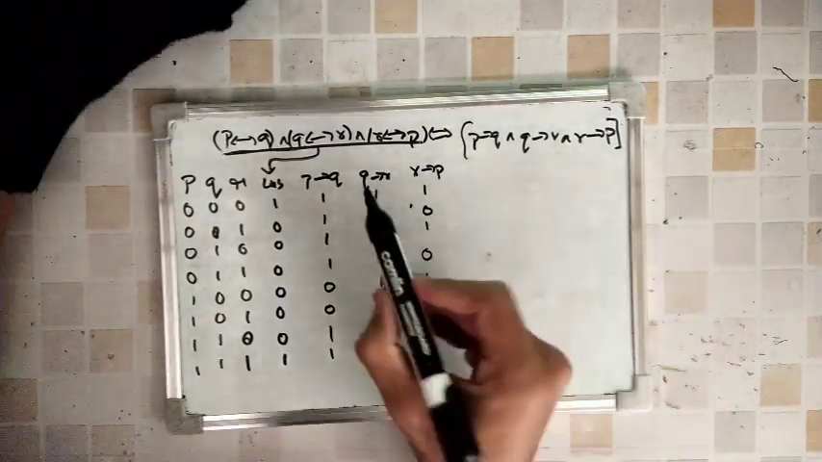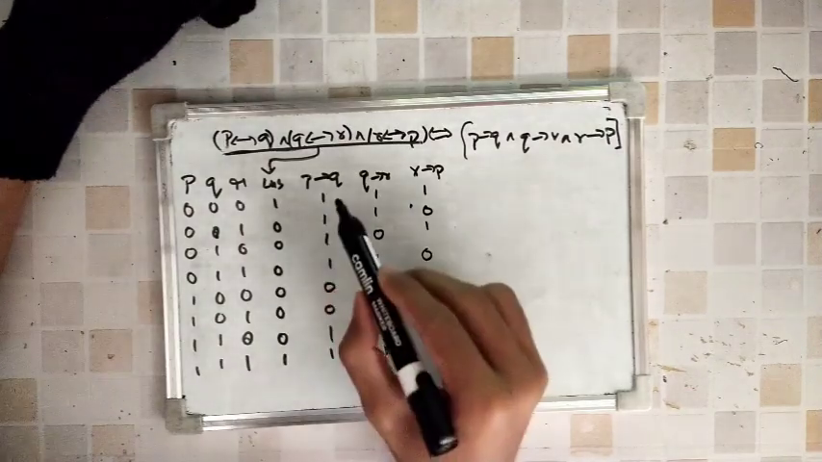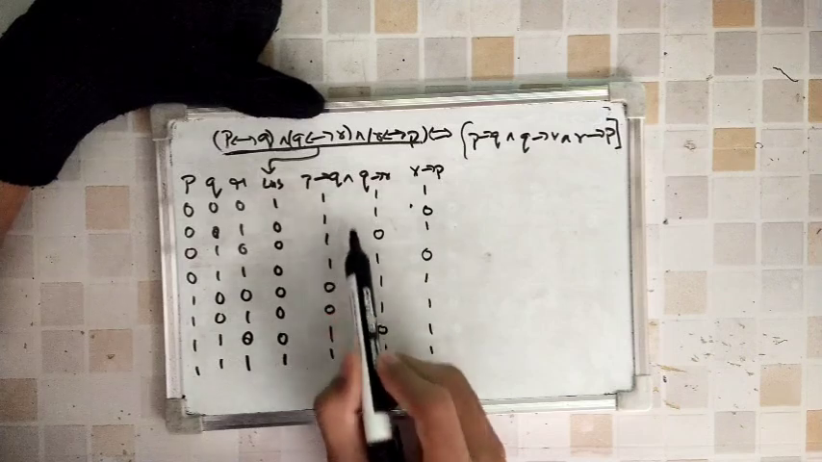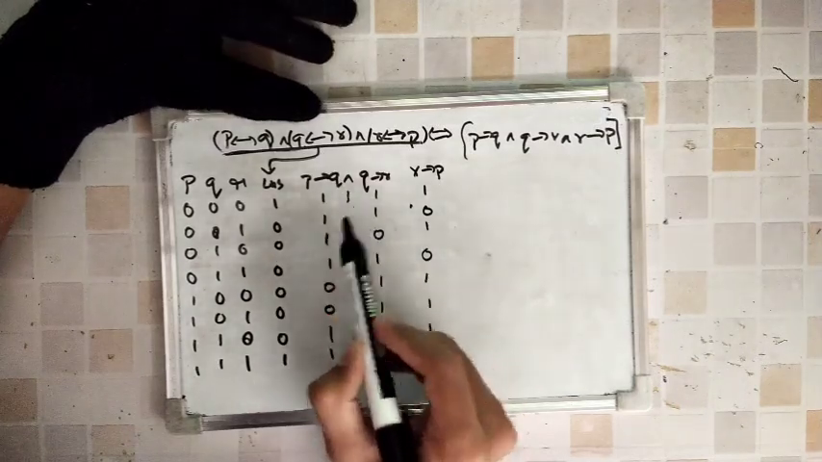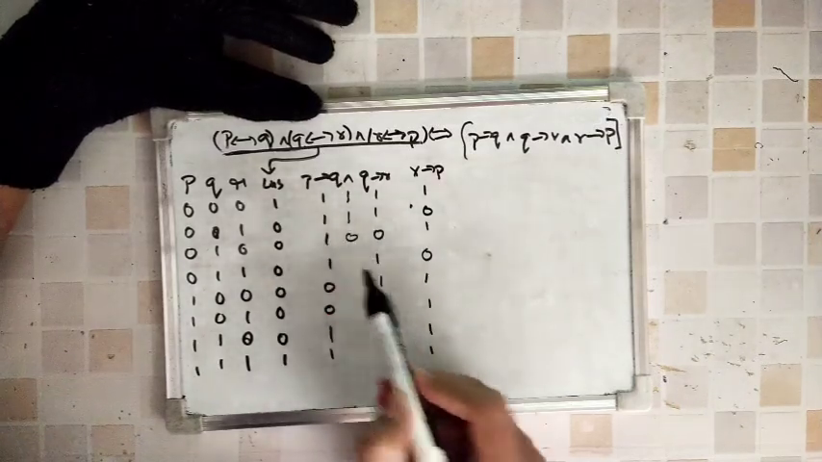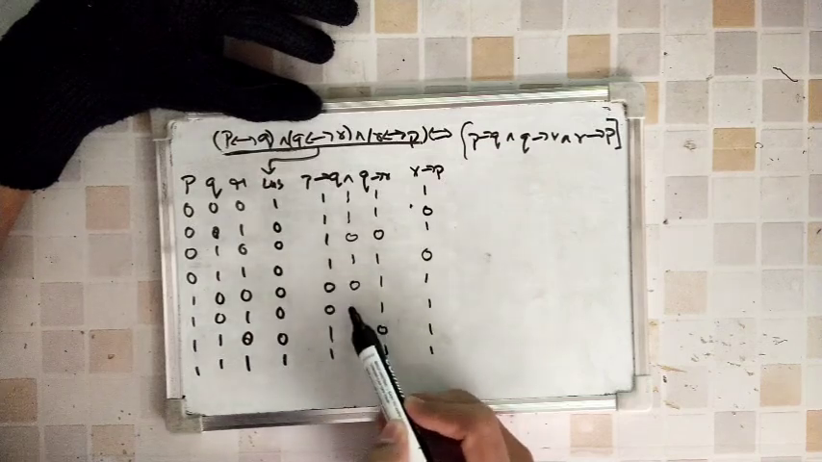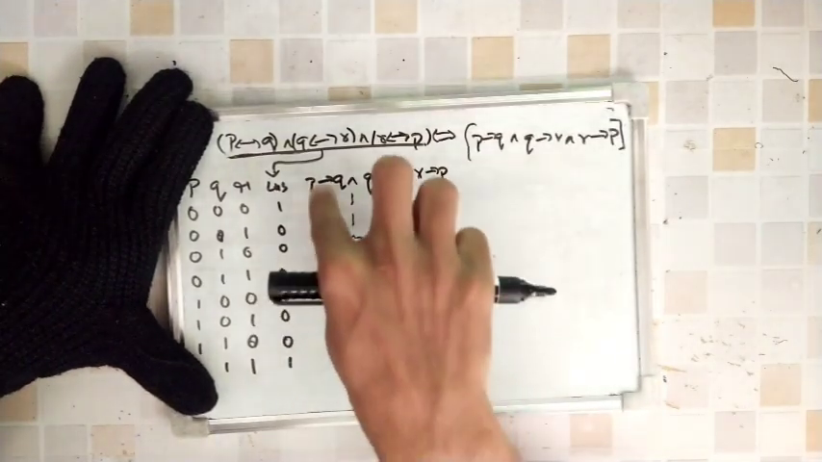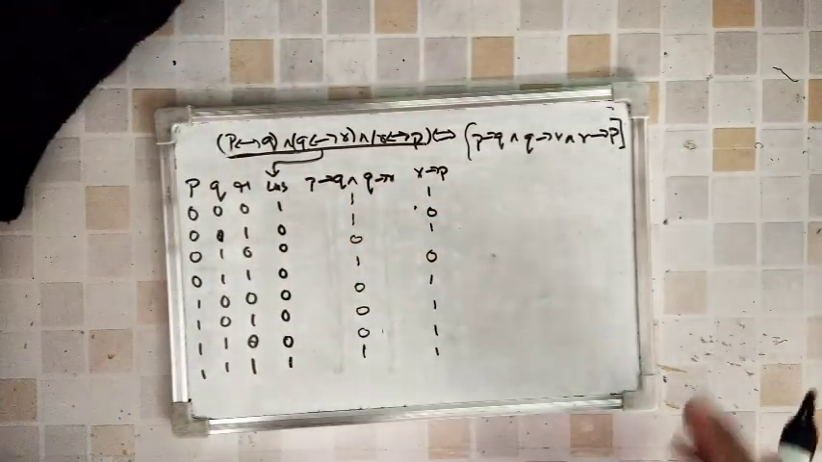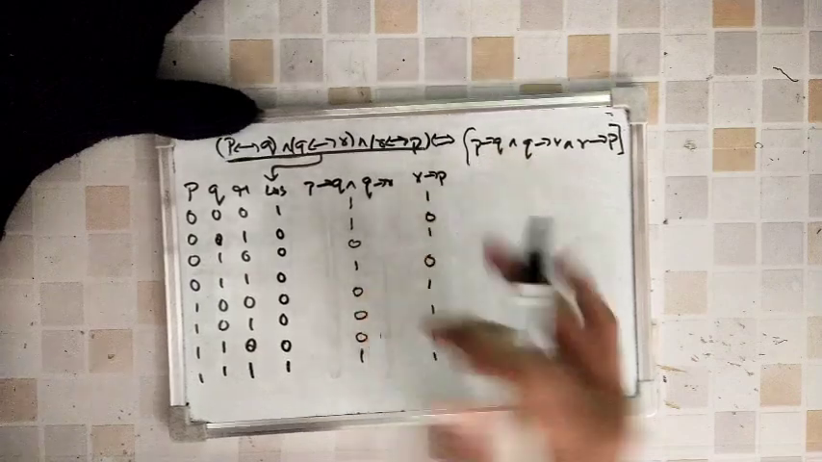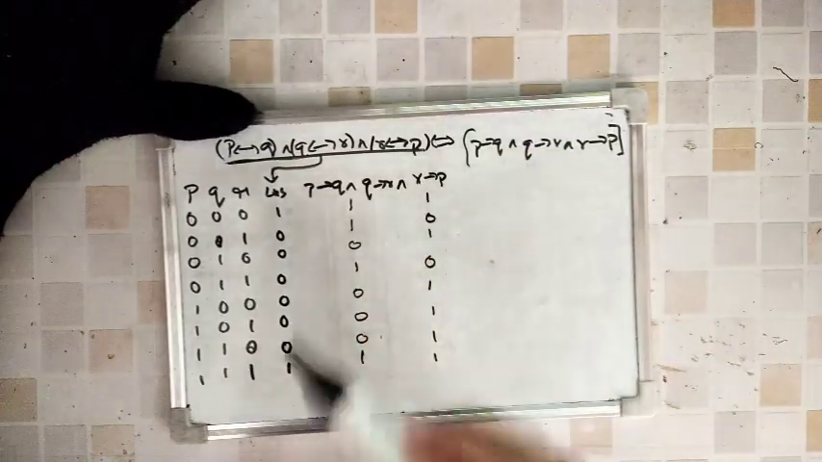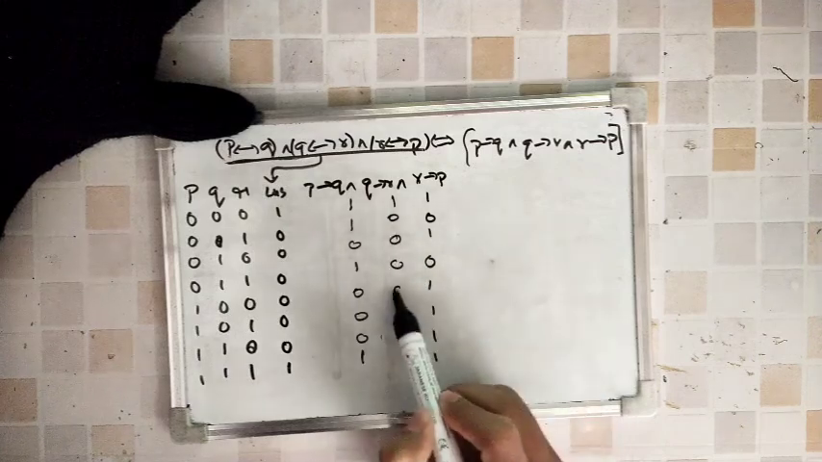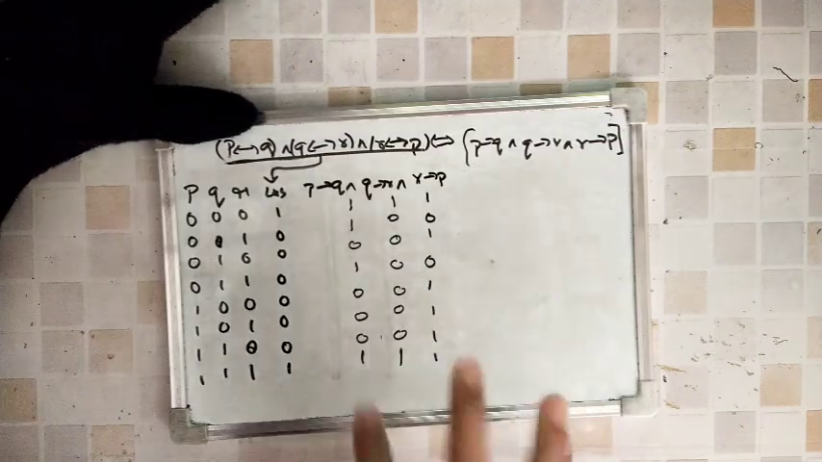Now I will take P implies Q and Q implies R. I will just write here itself. 1 and 1 is 1, 1 and 1 is 1, here 0, here 1, 0, 0, 0, 1. So I got my values for P implies Q and Q implies R. Now I will multiply this. 1 into 1, 1, 0, 0, 0, this is also 0, this is also 0, this is also 0, this is 1.